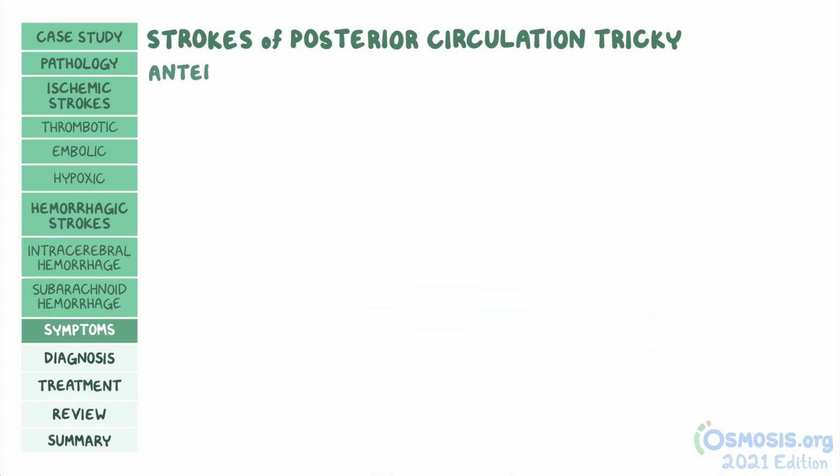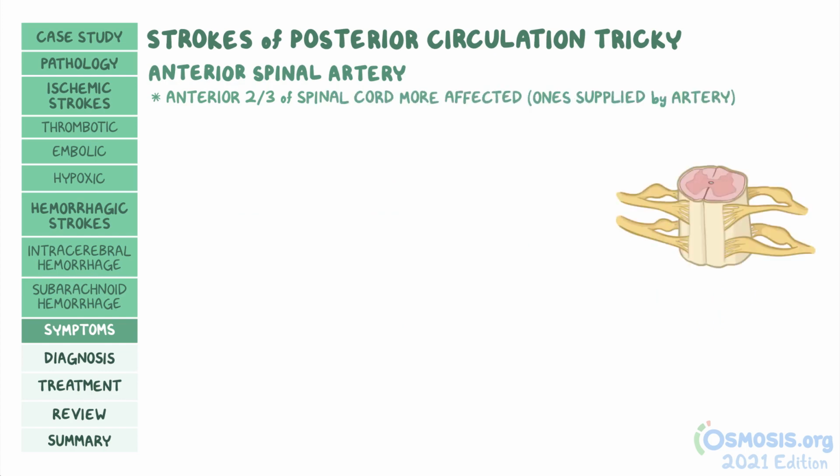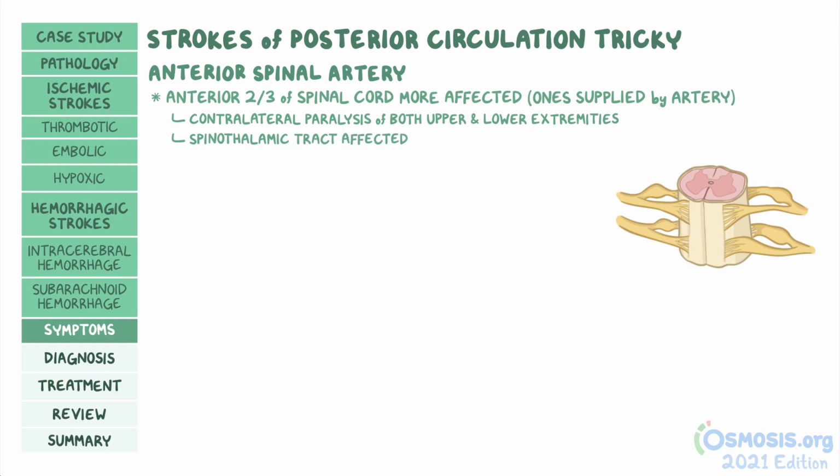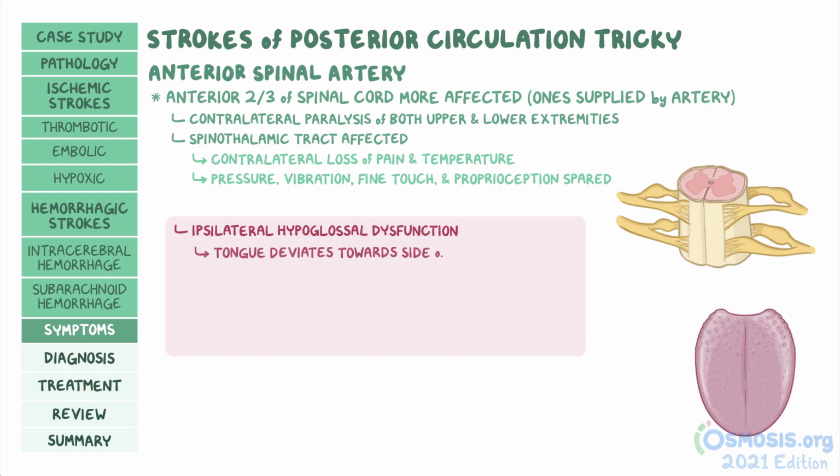If a stroke affects the anterior spinal artery, the anterior two-thirds of the spinal cord will be more affected, since these are the ones supplied by the artery. As a result, there will be contralateral paralysis of both upper and lower extremities. In addition, the spinothalamic tract will be affected, so individuals also have contralateral loss of pain and temperature. Bear in mind, though, that pressure, vibration, fine touch, and proprioception will be spared. There's also ipsilateral hypoglossal dysfunction, which means that the tongue deviates towards the side of the stroke.